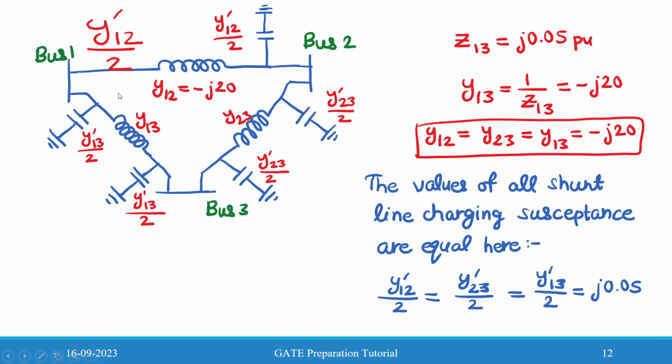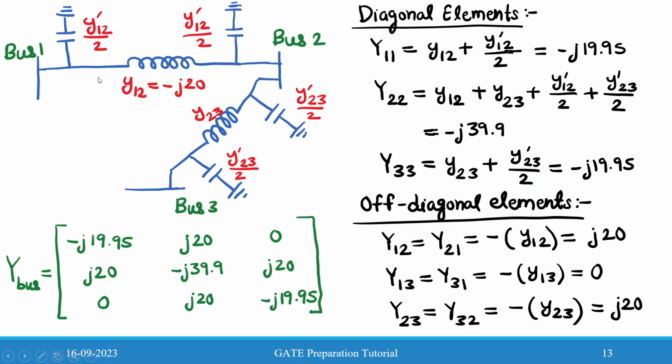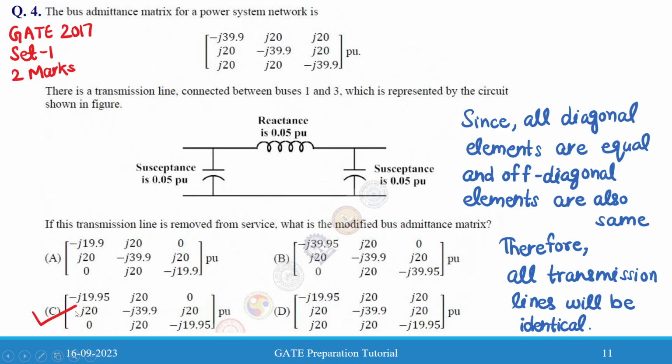Now in this question, it is asked that if this line is removed, what will be the new bus admittance matrix? Just remove the line between bus 1 and bus 3, calculate all these values, and you will get the answer. So the correct answer for this problem is C. I have solved this question. You can just look at it once after the class. You will understand better, but this is a very simple one.